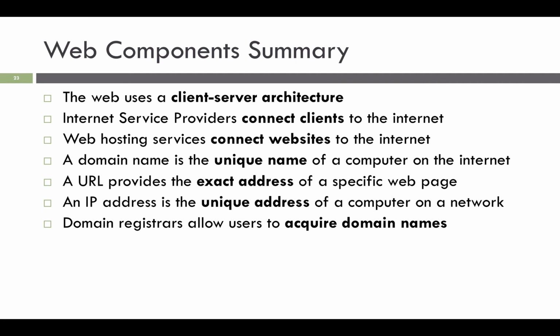Next, we looked at how domain names, URLs, and IP addresses function. A domain name is the unique name of a computer on the Internet. A URL provides the exact address of a specific web page. An IP address is the unique address of a computer on the network. Finally, we discussed the process of launching a website and the role that domain registrars play in allowing a user to acquire a domain name.